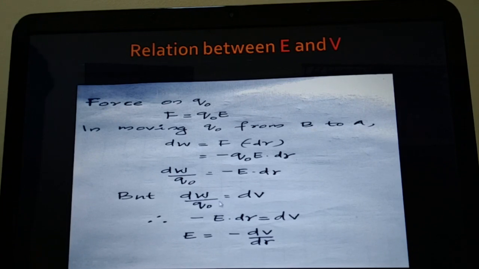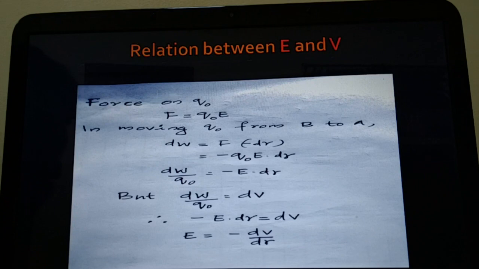By the definition, work done per unit charge is the potential difference. So this is the potential difference between the points where we have shifted the charge. So dW by Q0 is dV, which is the potential difference between those 2 points. So when you are comparing the above 2 equations, we can write minus E dot dr is equal to dV, and E is equal to minus dV by dr.